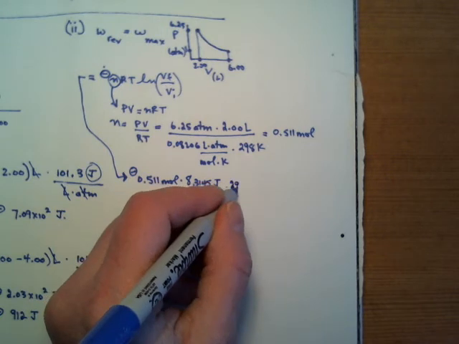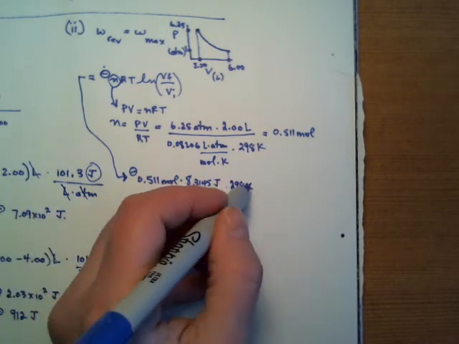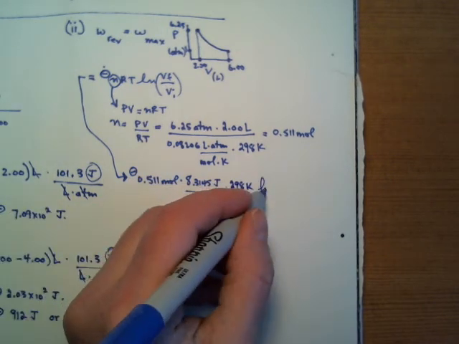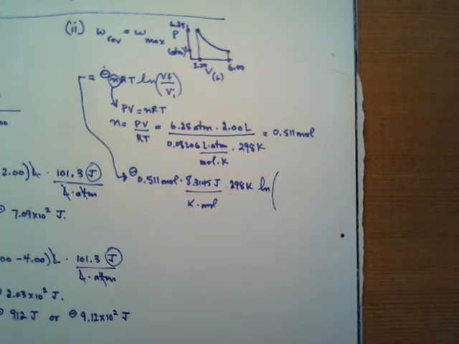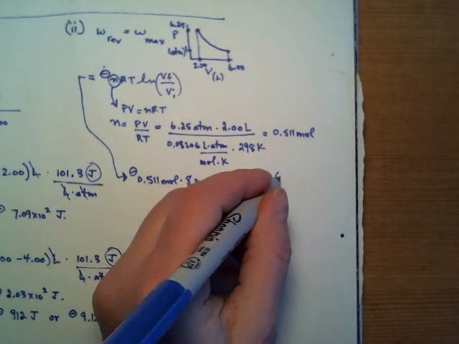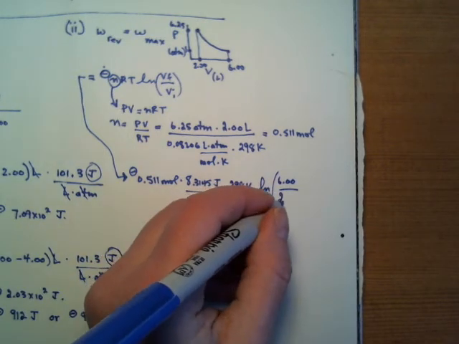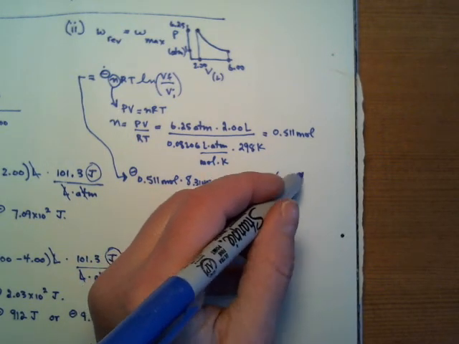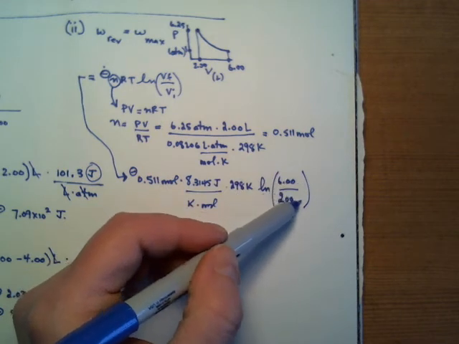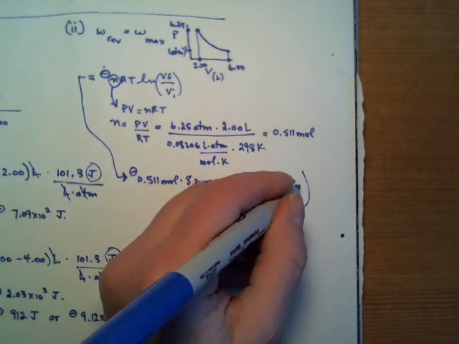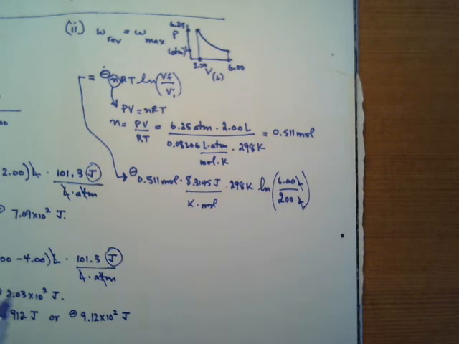Temperature 298 Kelvin, times all of that times the ln of the ratio of the volumes. The final was 6.00 liters and the initial is 2.00. So you can put liter and show that they cancel, but you'd have to actually cancel them because you cannot take the ln of units. You can only take the natural log of a number.